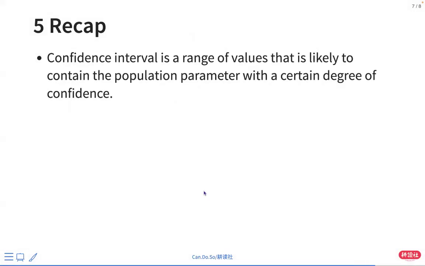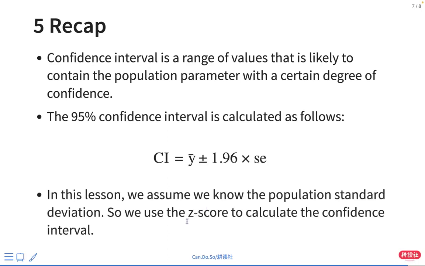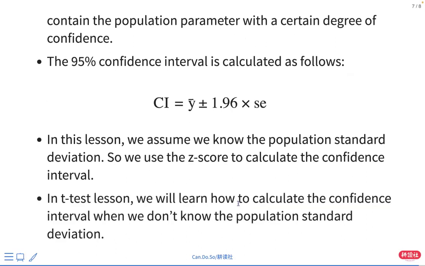So, let's recap confidence intervals. A confidence interval is a range of values that is likely to contain the population parameter with a certain degree of confidence. The 95% confidence interval is calculated as follows. In this lesson, we assume that we know the population standard deviation, so we use the z-score to calculate the confidence interval. However, in the t-test lessons, we will learn how to calculate the confidence interval when we don't know the population standard deviation. If we don't know it, we use the t-test.